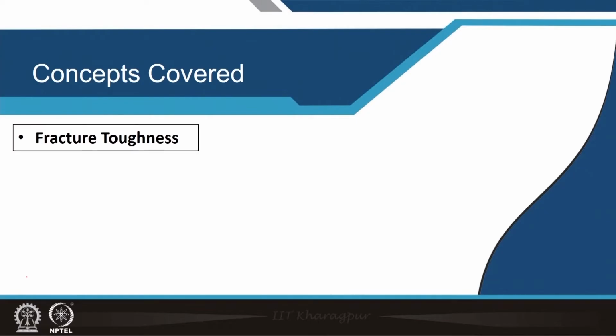First of all, fracture toughness. So far we have discussed fracture strength and how this can be generated based on the Griffith criterion as well as its modification. In this class, we will see what the difference is between fracture strength and fracture toughness, what exactly fracture toughness is, and why it is so important in fracture mechanics.